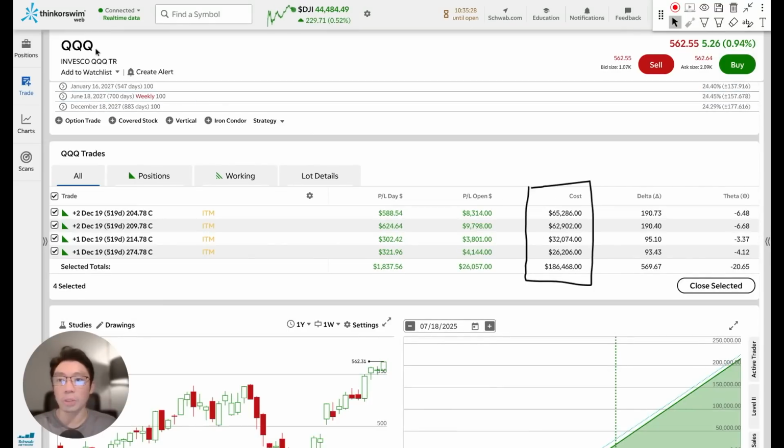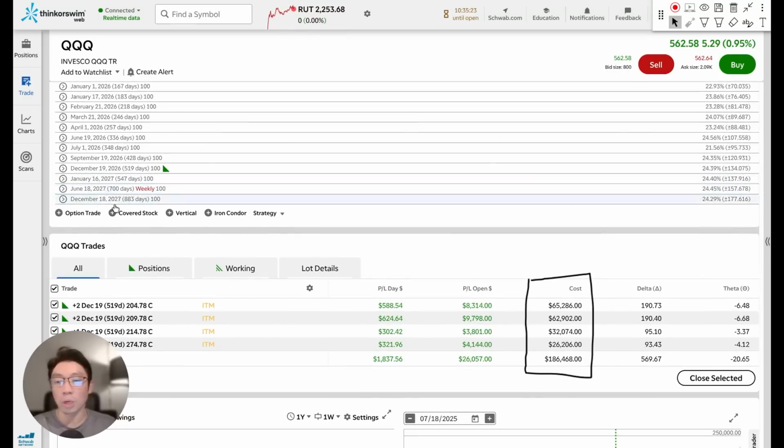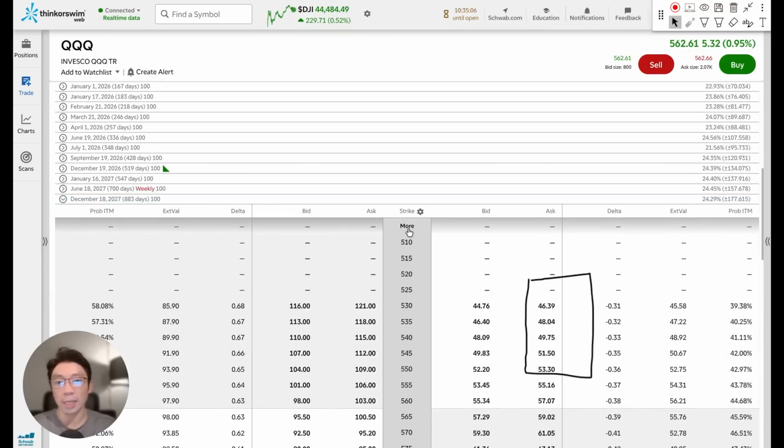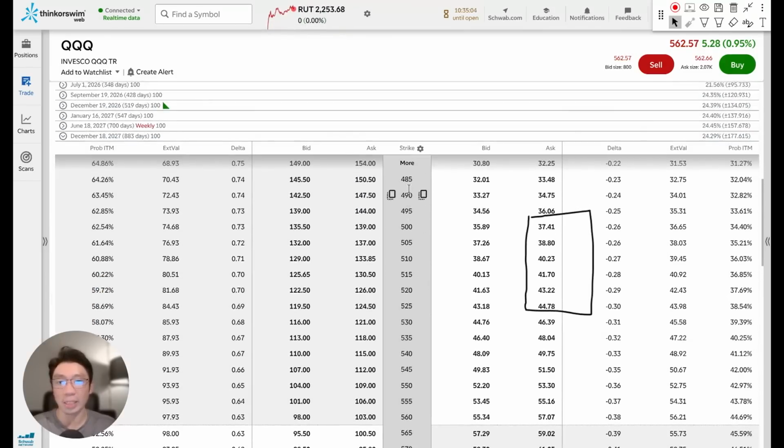For example, QQQ is the tech index ETF. If I was to go to one of these options down here to buy the LEAPS, generally for myself, I like to go for very far dated ones, very far DTE. As you can see, this one is about 519, but when I first put it on, it was much higher. So let's just say we go for the furthest one, 883. And usually I like to go for around 70 to 90 deltas.